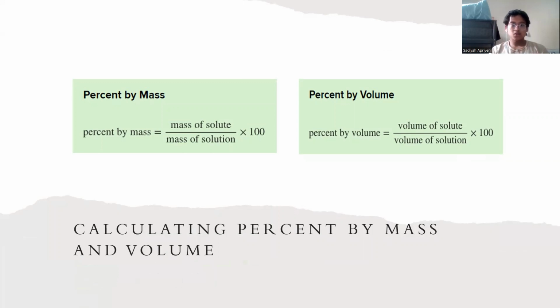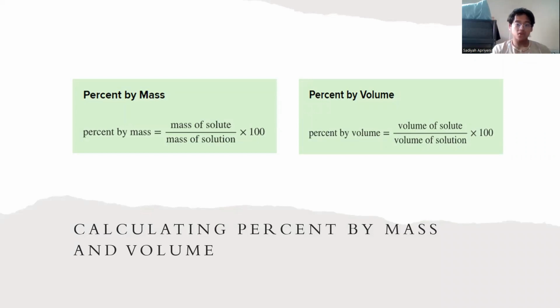How to get percent by mass? You just have to divide the mass of the solute by the mass of the entire solution, and you will get a fraction, and that fraction you multiply by 100 to get the percentage. Because as we all know, to get a percentage, multiply the fraction by 100.